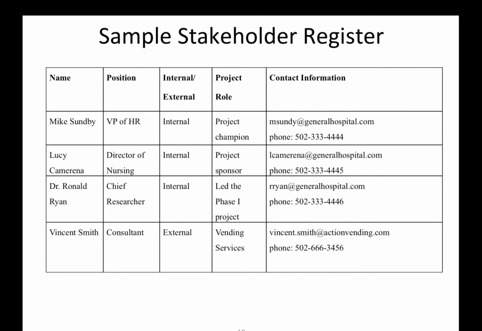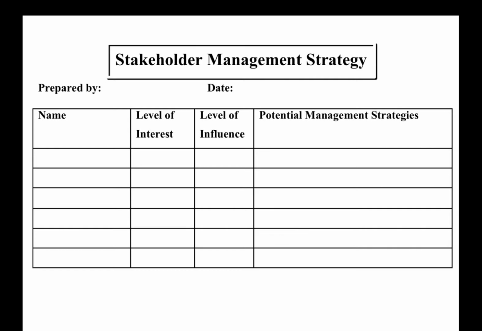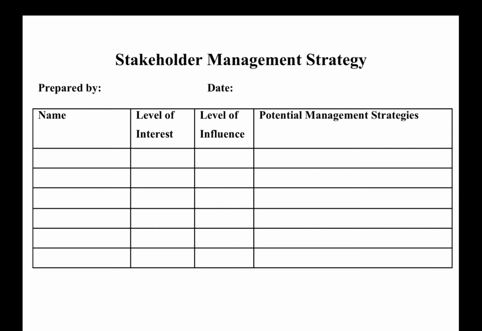As you can see, we have the project names, their positions, whether they're internal or external, their project role, and contact information. So now that we've identified these major stakeholders, let's take a look at their level of interest and influence so we can determine a management strategy. A stakeholder management strategy is an approach to help increase the support of stakeholders throughout the project and includes sensitive information, so it should not be readily available, probably just to the project manager.